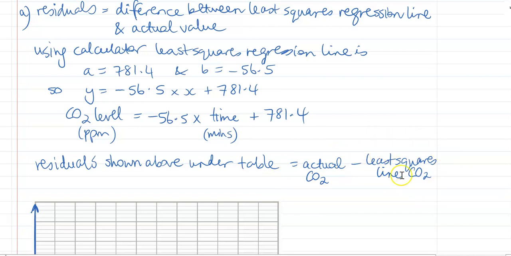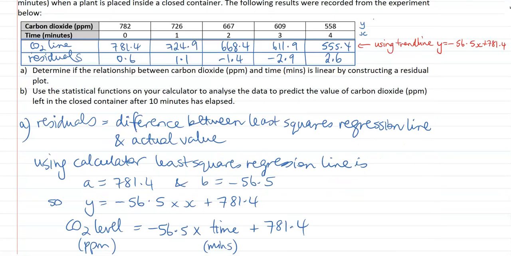The residuals are then the difference between your actual carbon dioxide values and the least squares line carbon dioxide values. All you're doing is you're finding the difference between these two values. So you can see for time 0, the difference is positive 0.6. For example, time is 3 minutes. The difference between the trend line and the actual is negative 2.9.